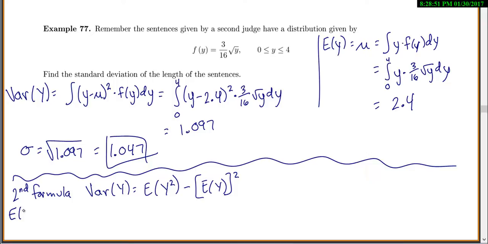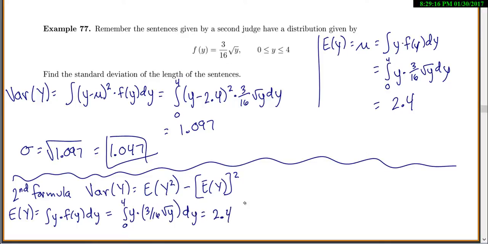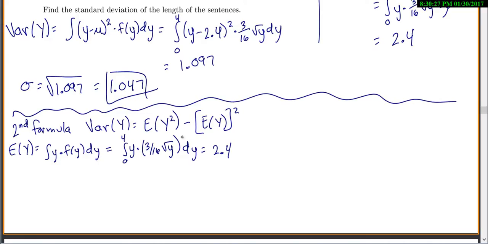The expected value of y, we found that up above, but humor me, let's go ahead and write it here. You take the integral of y times f of y dy, or we integrated from 0 to 4 of y times 3/16 times square root of y dy, which is 2.4. So that was the expected value of y, and we'll have to square it.